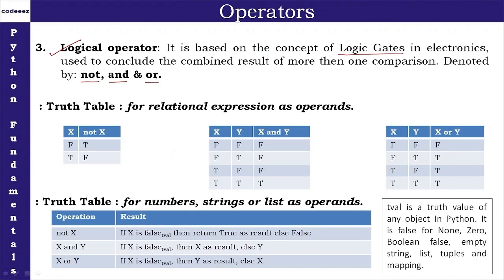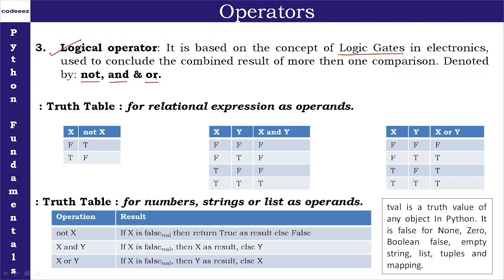Logical operators take logical values as input and return a logical result. That is, whatever values are given as operands to the logical operators, those values are in the form of true or false. That is, they take Boolean values as input and return Boolean values as a result.